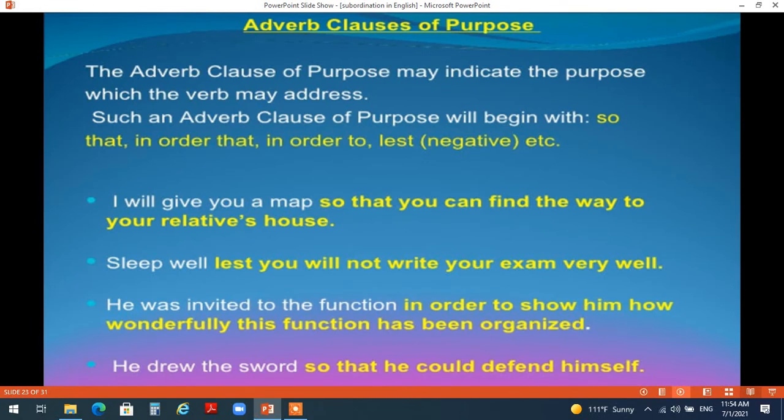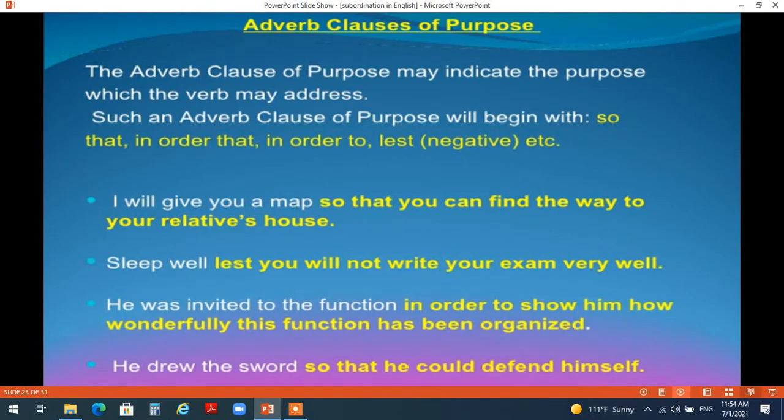For example, I will give you a map. So what is the purpose behind giving you the map? So that you can find the way to your relative's house. Sleep well, lest you will not write your exam very well. So, someone may ask, what is the purpose behind sleeping well? The purpose is that you will write your exam very well. So, lest you will not write your exam very well, this will be the adverbial clause of purpose.